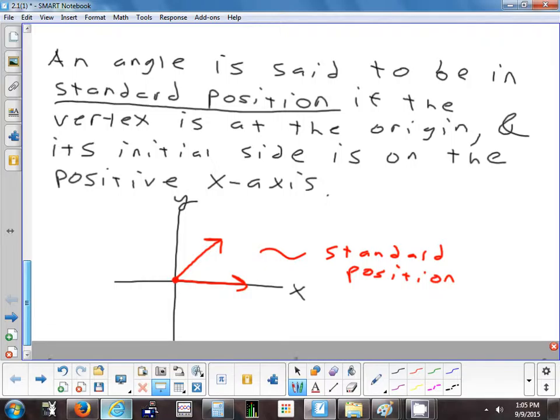Okay, there's a picture of an angle in standard position. Vertex is right at the origin. The initial side is right on the positive x-axis. And if you draw it that way, then it takes all the guesswork out of which side is initial, which side is terminal. The initial side is always going to be on the positive x-axis.